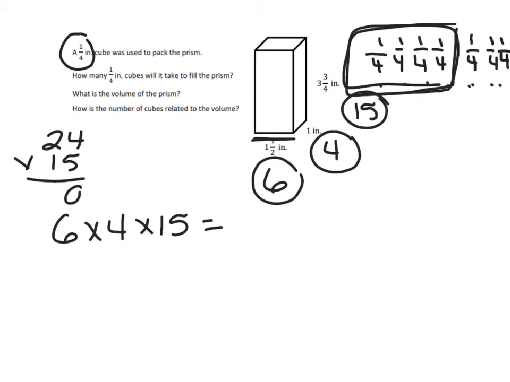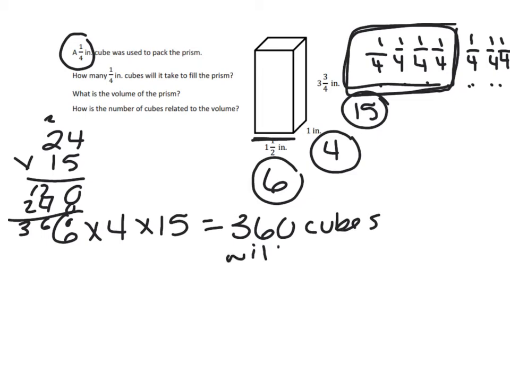5 times 4 is 20, 5 times 2 is 10, plus 2 is 12. Placeholder, 1 times 4 is 4, 1 times 2 is 2. I get 360 cubes will fill the prism.